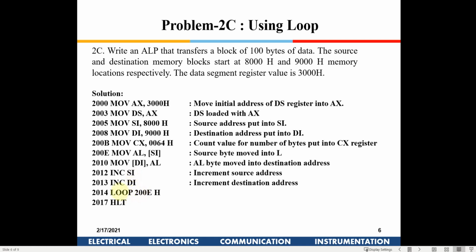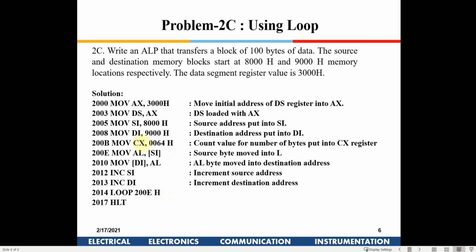While writing loop, the advantage is that it will decrease CX automatically. The loop command always works not with CL, it works with CX, so you have to be careful with this. This is the error which many of you make in the exam, and you end up losing a little bit of partial marking. So loop always works with CX.